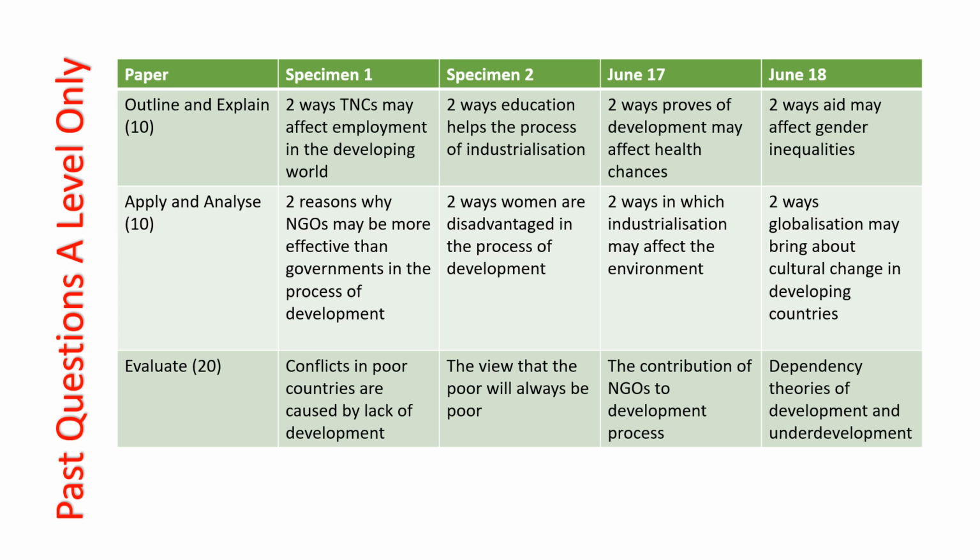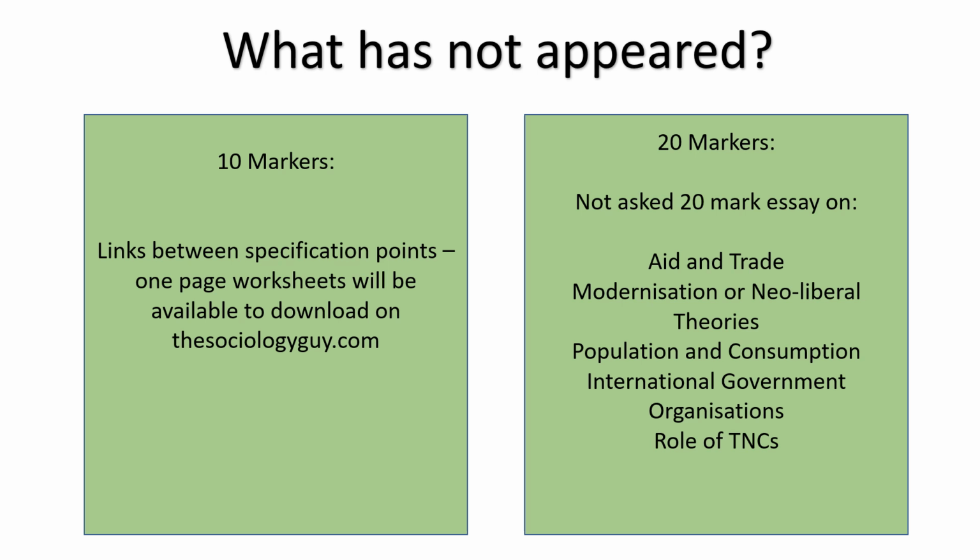Two ways globalization might bring about cultural change in developing countries: the passing on of Western ideals, the passing on of capitalism, turning countries into consumers rather than producers. And then the 20 marker last year was dependency theories of development and underdevelopment, which is the ideas of Andre Gunder Frank. And then you might evaluate that with some of the modernization theories as well, like Rostow.